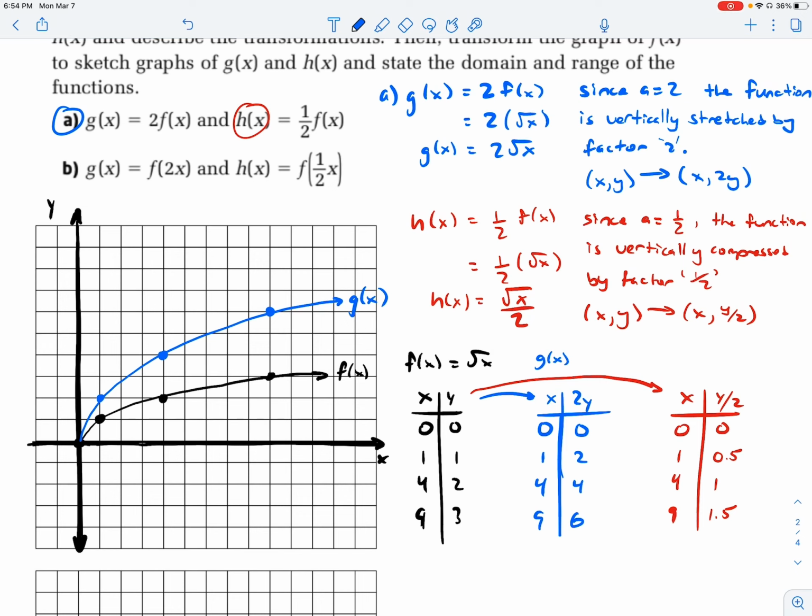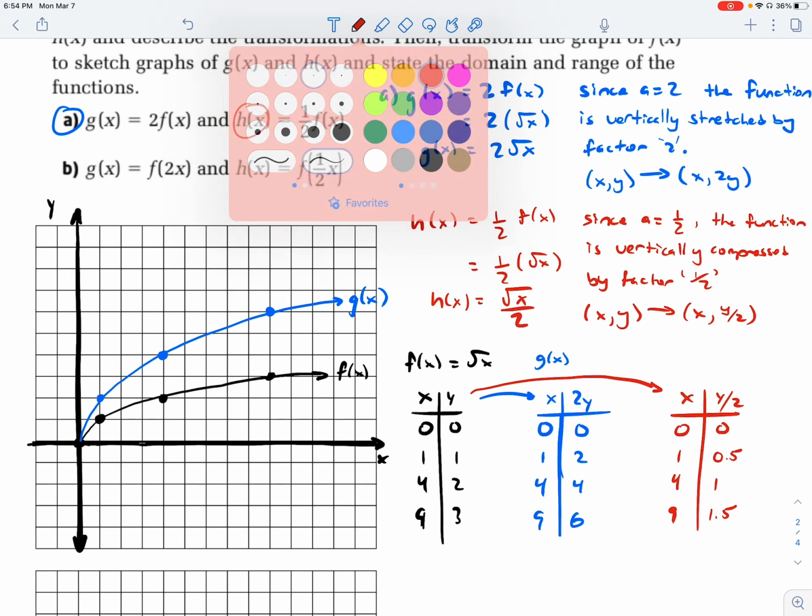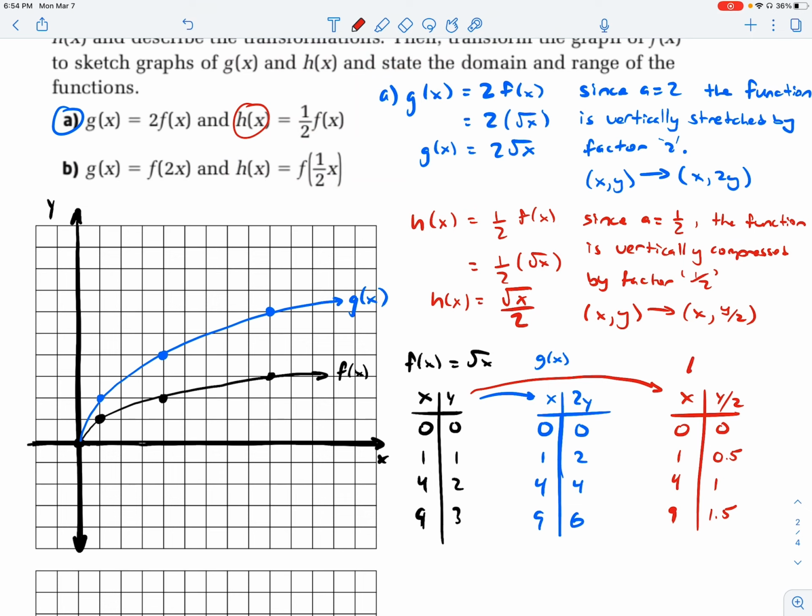All right, and then we'll do our horizontal compression. This is for h of x. Should write the h of x down there above it. We got (0, 0). It's one point. We got (1, 1/2). So that's right here. And we got (4, 1). That's right here. And then we got (9, 1.5). That'll be right here. So you can see all the y values were cut in half.